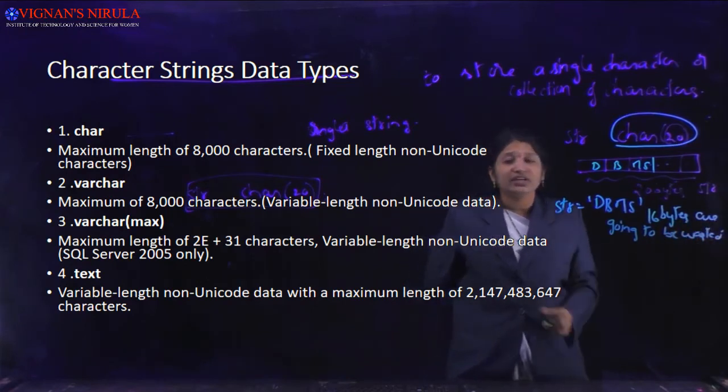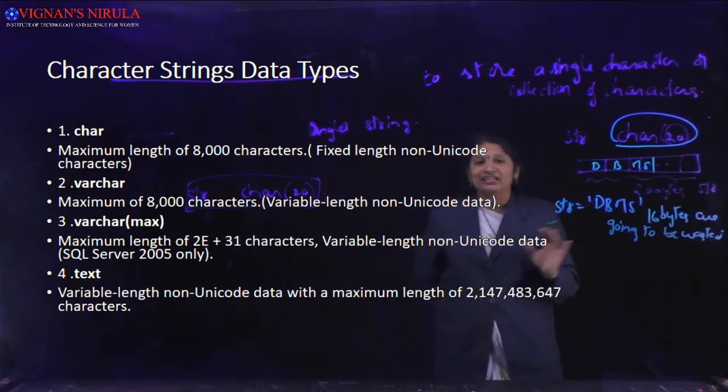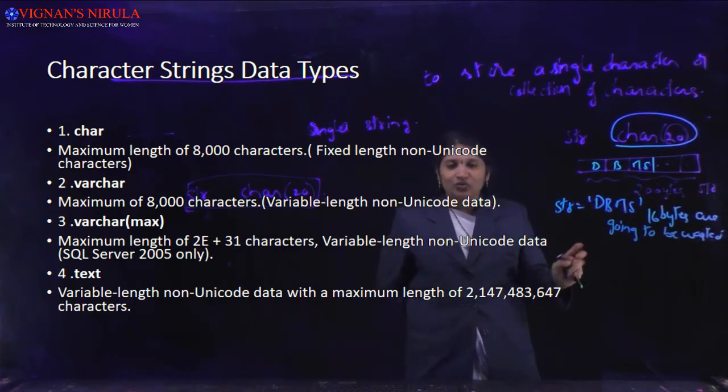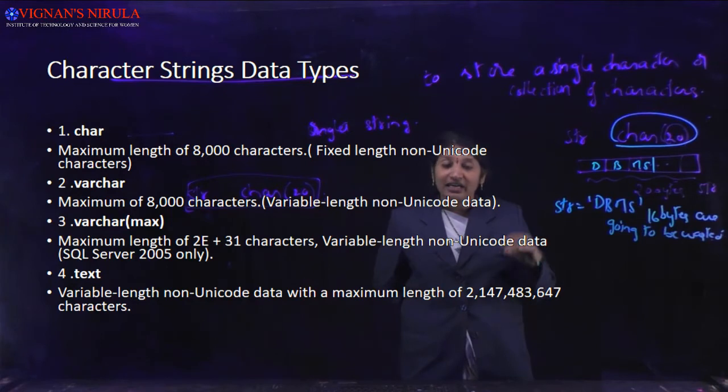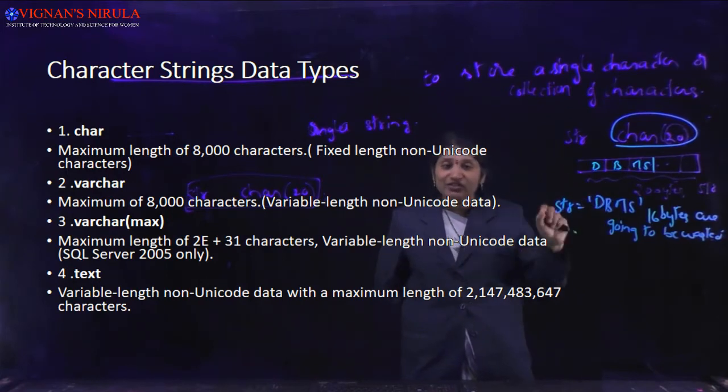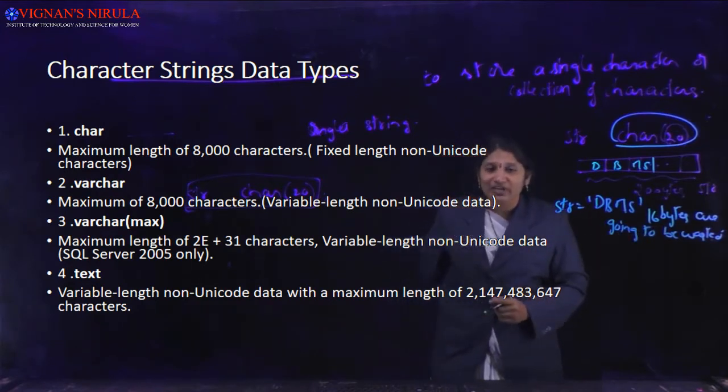Whenever you have used the character data type, the size of that particular string is fixed. Whatever may be the dynamic entry that you have given for that variable, irrespective of its size, the number of characters or the number of bytes reserved for that variable is fixed. So that is a basic disadvantage of your character data type.